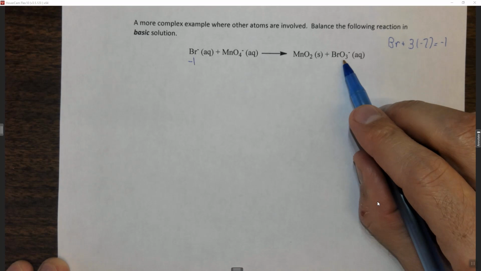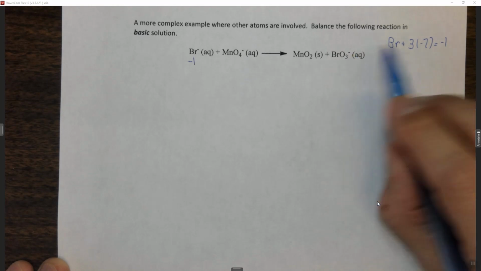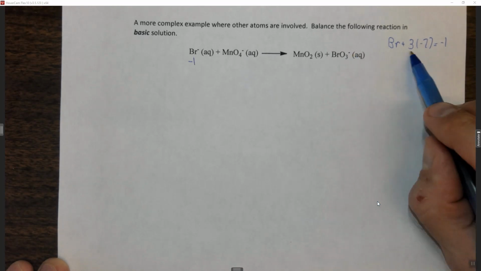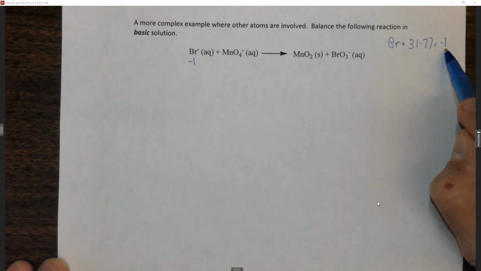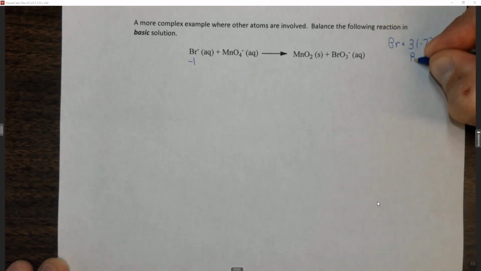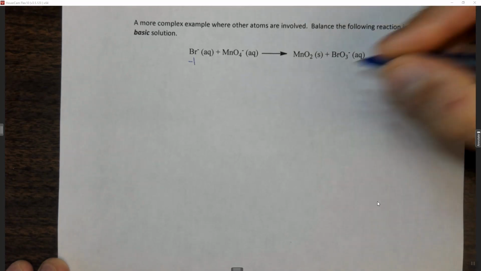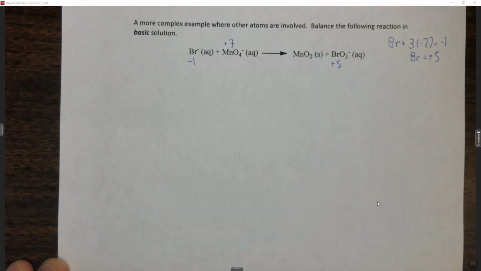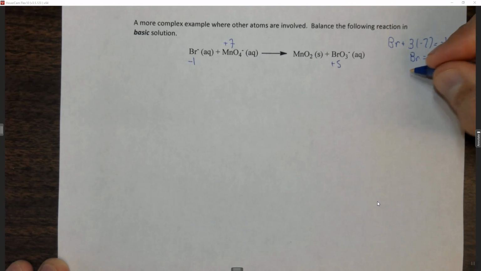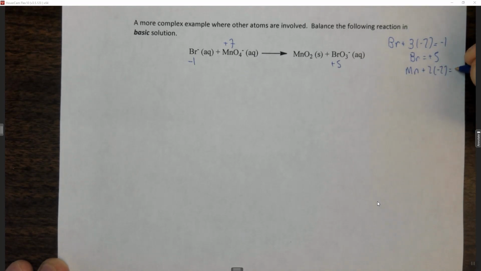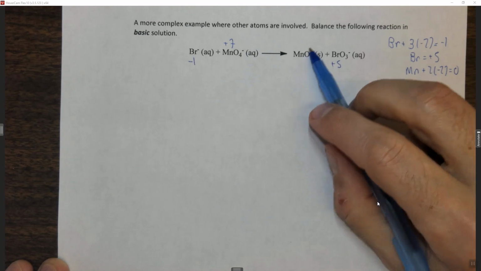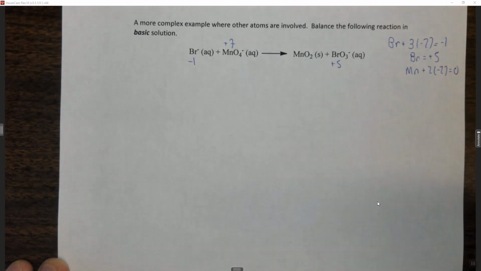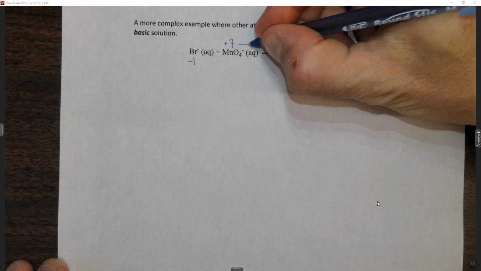Oxygen has an oxidation state of -2 in compounds, and the overall charge is -1, so it equals the overall charge. So it's 3 oxygens times the -2 oxidation state equals the overall charge. In this case, Br equals plus 5. So Br goes to plus 5. We've used permanganate several times before, and it's plus 7. And then over here, we have Mn plus 2 times -2 equals 0, because in this case the overall charge is 0. We have the 2 oxygens with the -2 oxidation state, and this makes Mn plus 4.